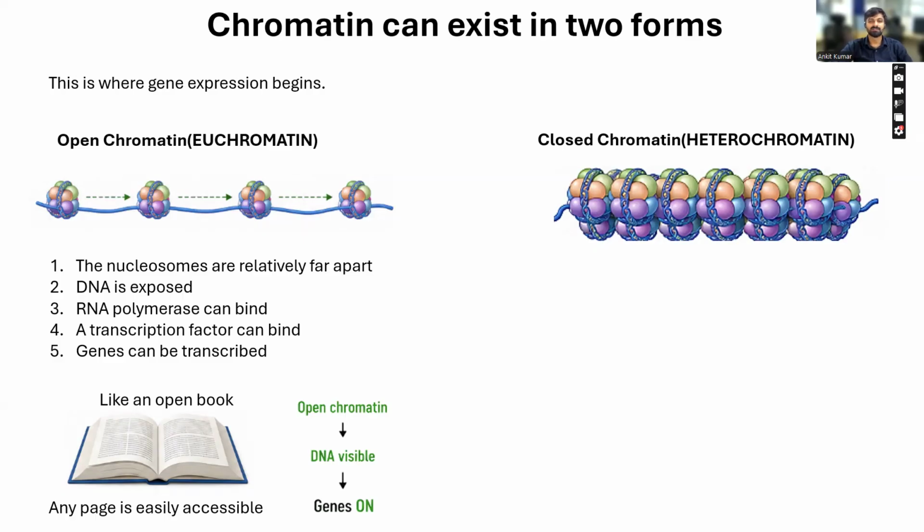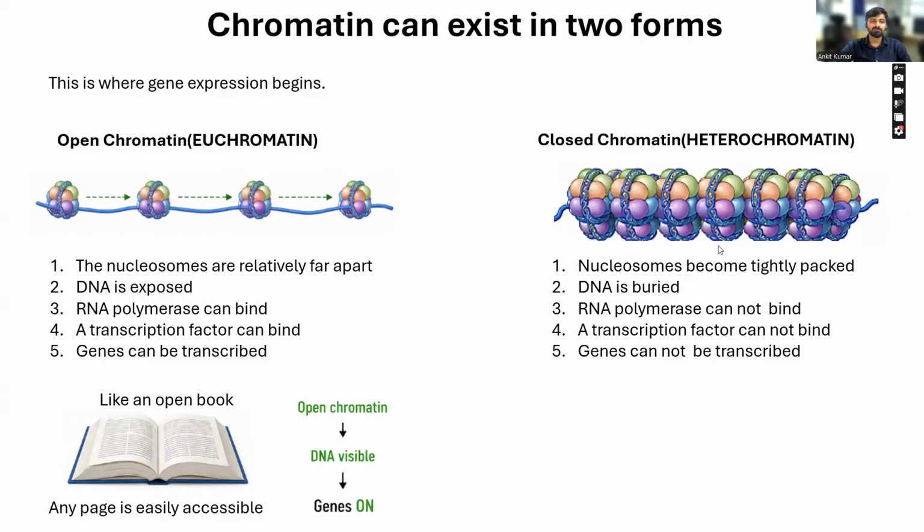So now there is no space for RNA polymerase to enter and access the part of the DNA where the gene expression has happened. In this, you will see that the nucleosome becomes tightly packed. DNA is buried, and then RNA polymerase cannot bind, and transcription factor cannot bind also, and finally the gene cannot be transcribed very easily. We'll study the transcription factor in more detail in lecture 9, so don't worry about that. But this is how you have to understand the analogy.